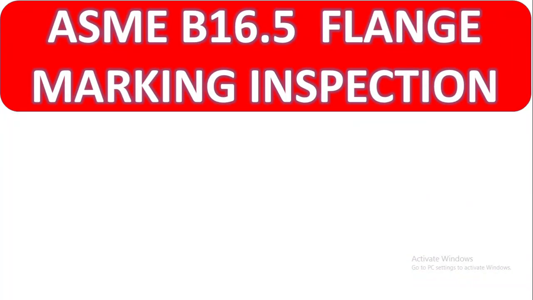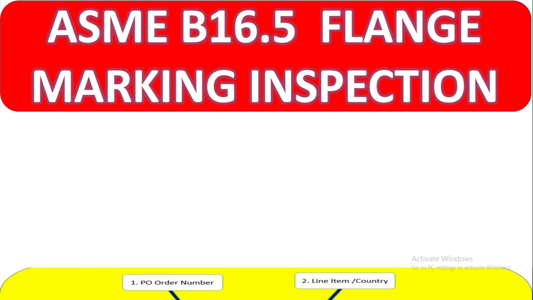Today's topic is ASME B16.5 flange marking inspection. This topic is a very important and interesting subject for people engaged in the oil and gas industry or any refinery industry, or those working as a procurement engineer or procurement inspector. It is very important when the flange is delivered to site, or in the production area before you do the final inspection. You should check this marking as per the B16.5 requirement.